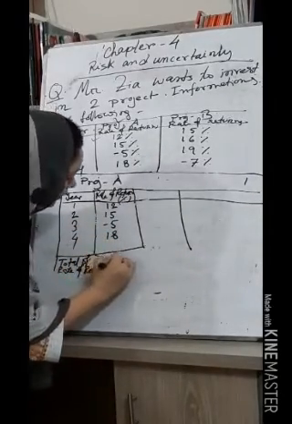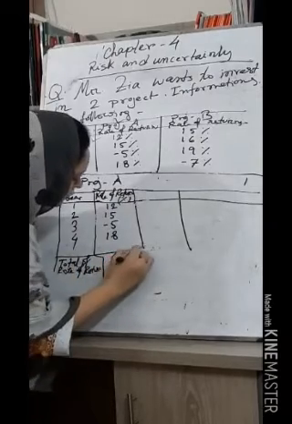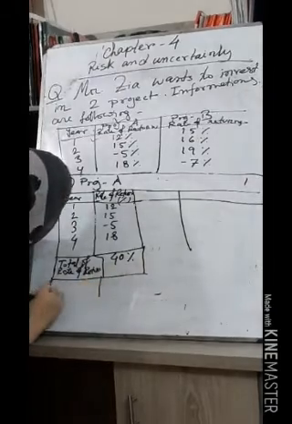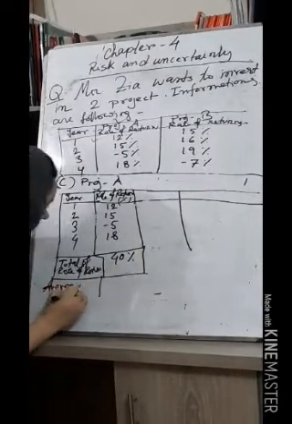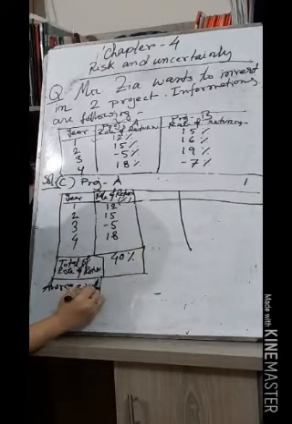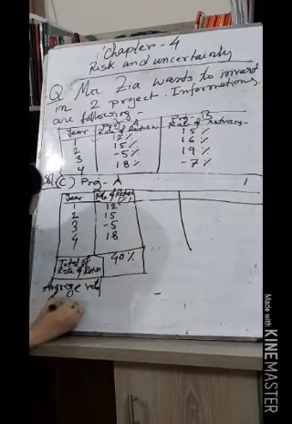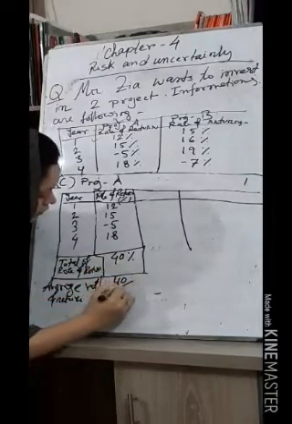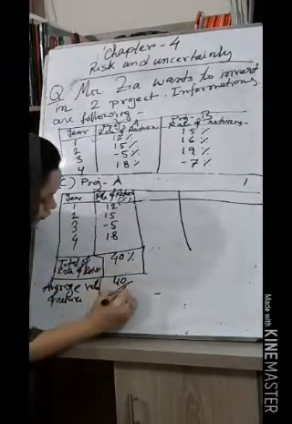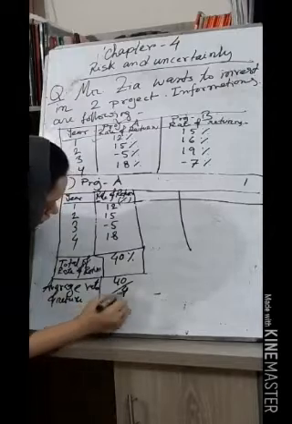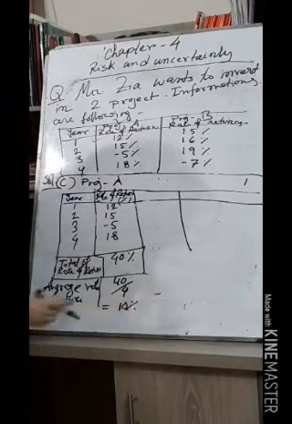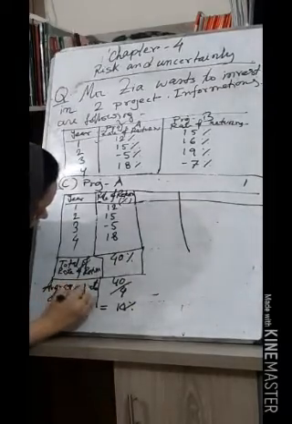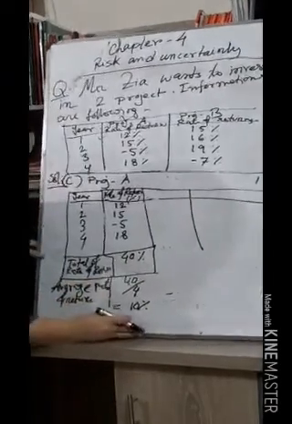Total rate of return is 14%, and the average rate of return is 40 divided by 1, 2, 3, 4. That is 4 years, equal to 10%. This is the average rate of return.